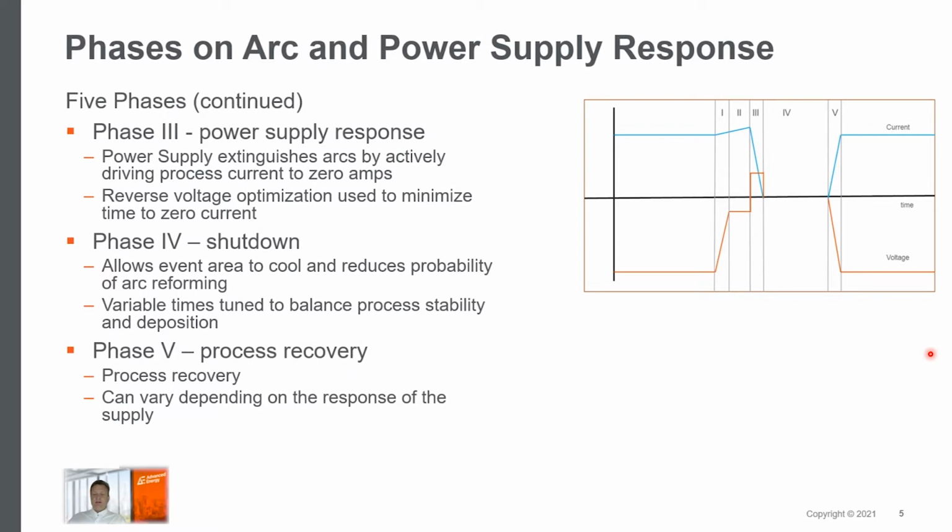Phase 4 is the shutdown time, right here. This is the time to allow the event area to cool, and that cooling of the event area reduces the probability of reforming an arc when power is reapplied to the process. These are typically adjustable times, and the user would want to optimize the timing for each. Phase 5 is the time when the power is returned and the process returns to the intended steady state.